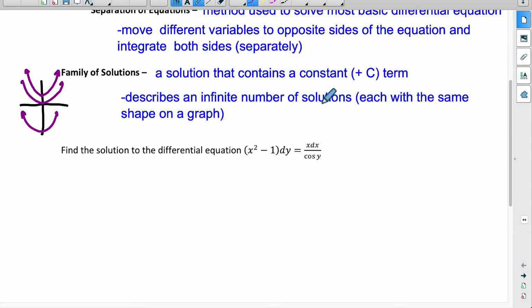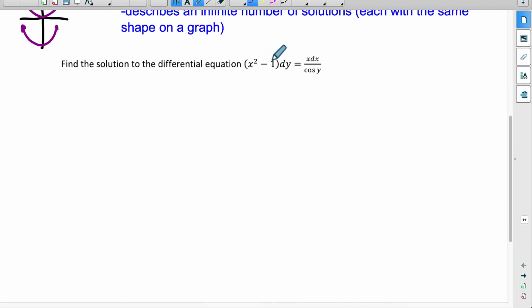Okay, so let's try solving a couple of these. So we have (x squared minus 1) dy equals x dx over cosine y. So the idea here is you want to get the x's and the dx on one side, and the y's and the dy on the other. Okay, well let's look at our y's first of all. Do you see that I could move the cosine y over here? I could multiply both sides by cosine y, if you want to think of it that way. Multiply by cosine y, which would cancel out this, and multiply this side by cosine y as well, and you'd have your cosine y and your dy.